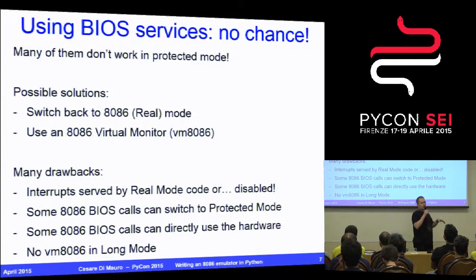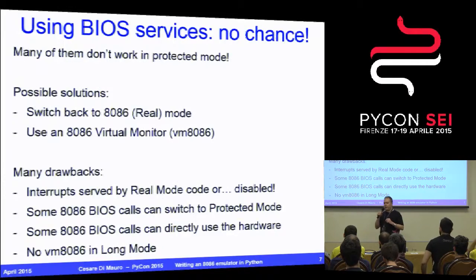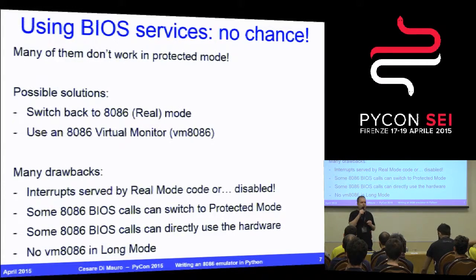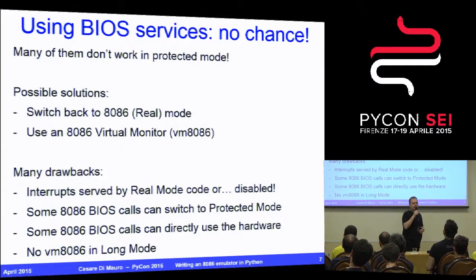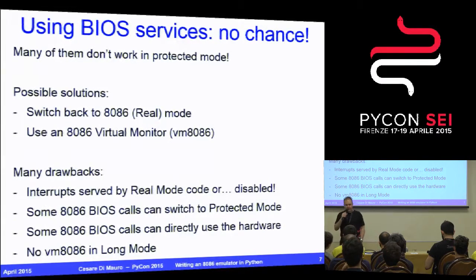Unfortunately, when you switch to the protected mode, you have some problems because many things which usually the BIOS services provide are not available or don't work. So what's the typical solution? When you need some service from the BIOS, you switch back to the real mode, or use the so-called virtual 8086 machine. Unfortunately, such solutions have drawbacks.